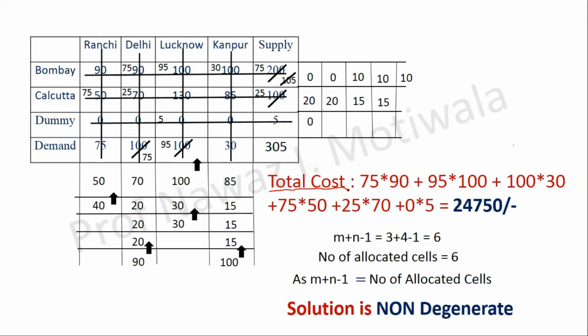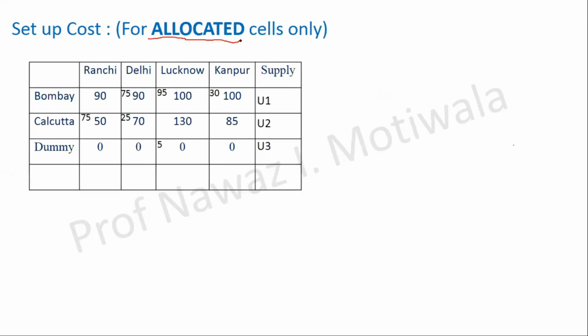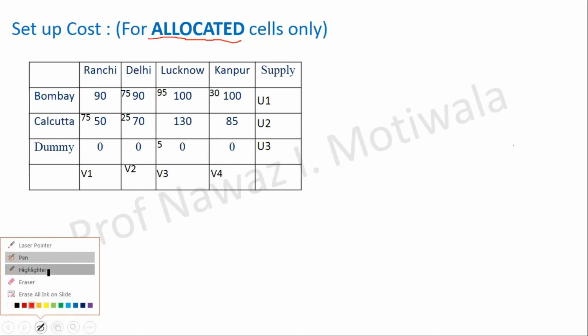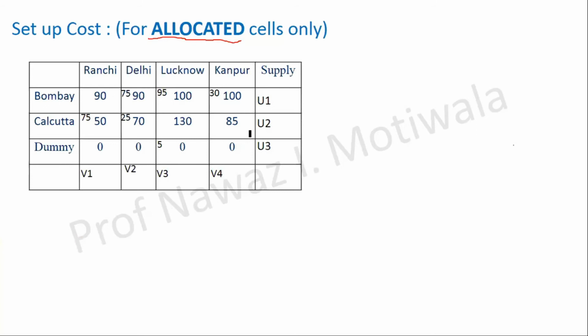Now, as our solution is non-degenerate, we can proceed towards checking for optimality by the modified distribution method. For the modified distribution method, we first find U's and V's by considering only the allocated cells. So again, same thing. You have to first find U1, U2, U3, V1, V2, V3, and V4 by considering the allocated cells. I will explain one. We will start from U1 equal to 0. And if U1 is equal to 0, now let us see this part.